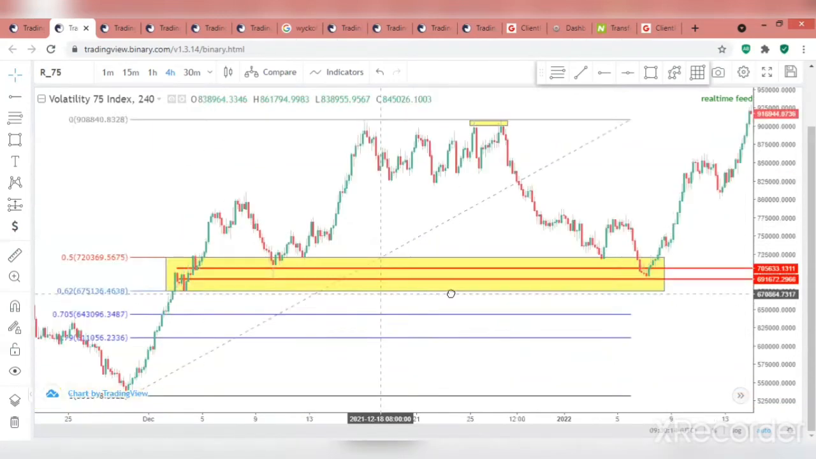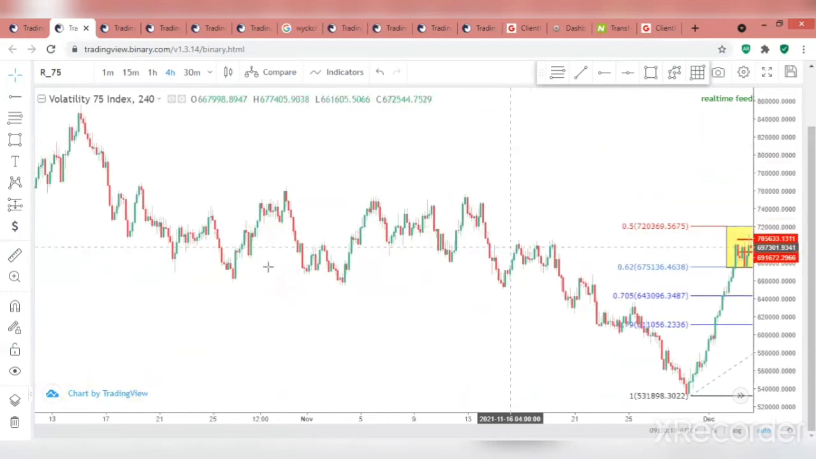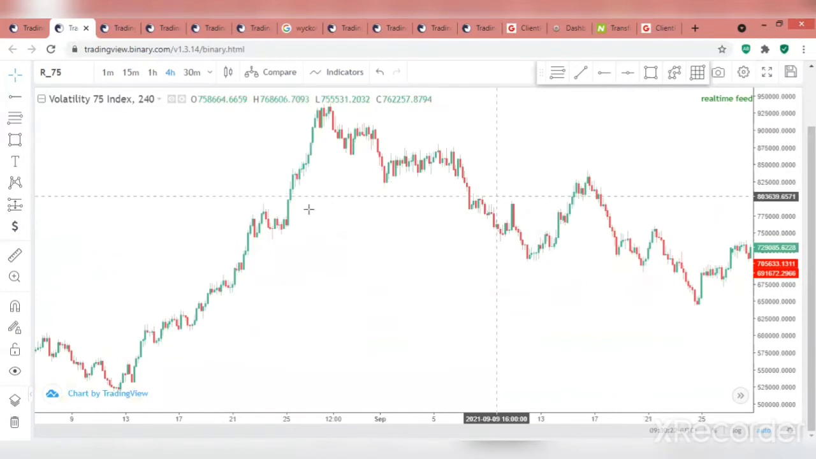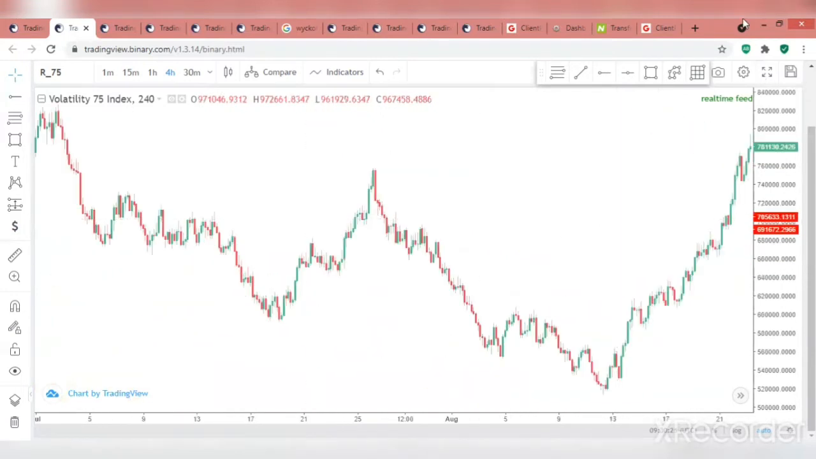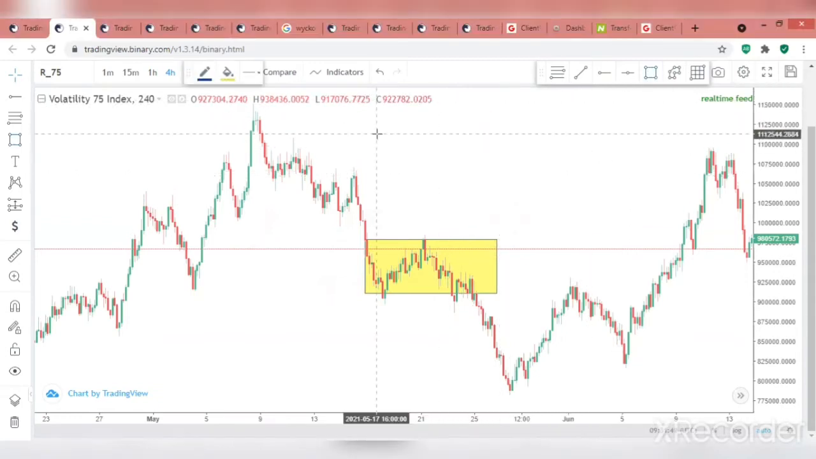Let me show you another example just for you to know that we are not just guessing. We have done our proper homework, and we know what we are doing. Let me look for another zone. Okay, I have another area, a very good area. Let me mark my supply zones.